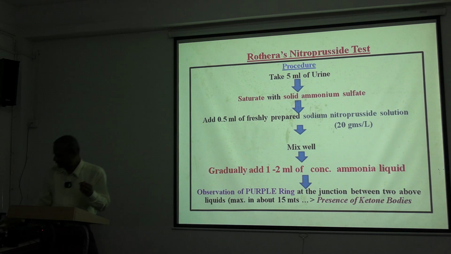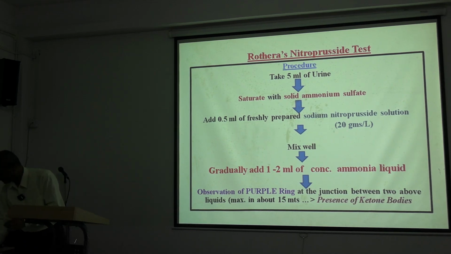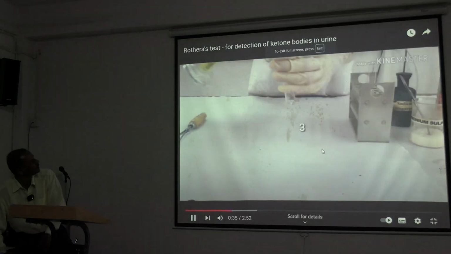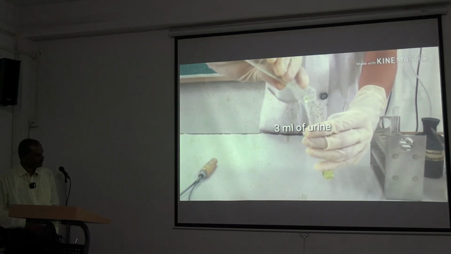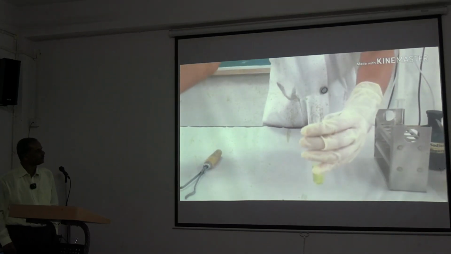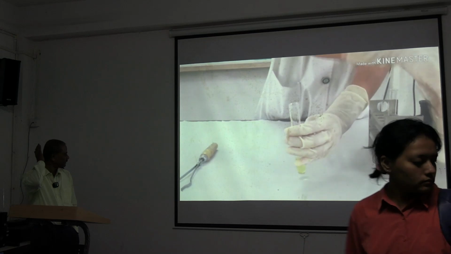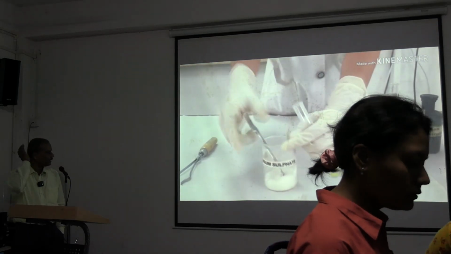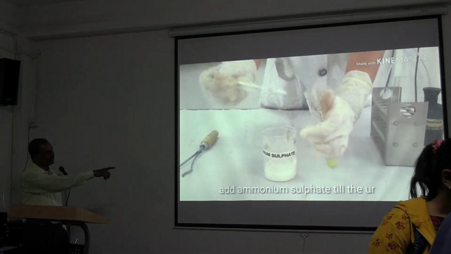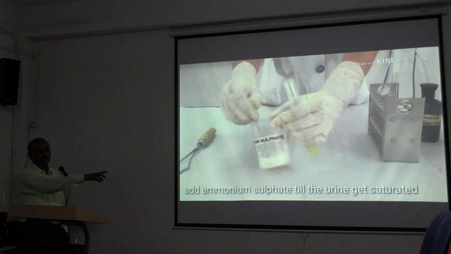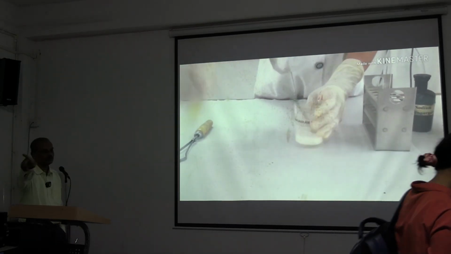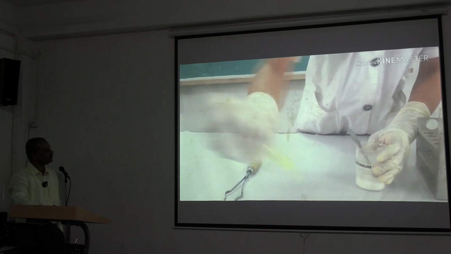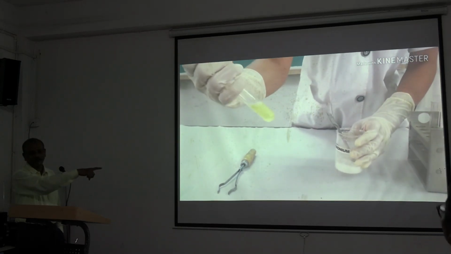Let's see the video if it is possible, and it will be clear. Just observe. Here 3 ml it is, we have taken 5 ml. Okay. Now this is ammonium sulfate. Now add ammonium sulfate. Just go and sit down somewhere at the corner. Do not disturb them. Can you see how they are observing?